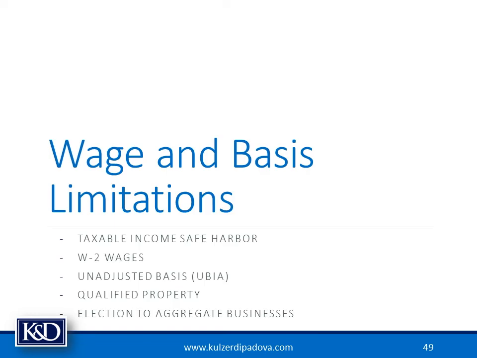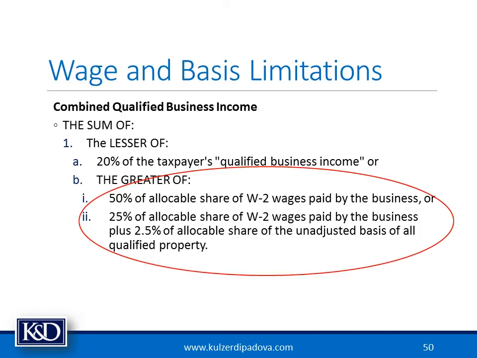Okay, so now we're going to talk about the individual components of the wage and basis limitations because the proposed regs gave us a lot more clarity on that. When I say wage and basis limitations, I'm talking about the second half of the computation. The 50% of W-2 wages, I tend to call that the wage limitation. And then the 25% of wages plus 2.5% of unadjusted basis, I call that the wage plus basis limitation.